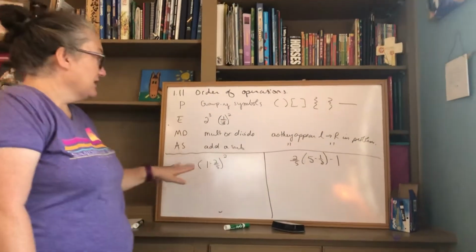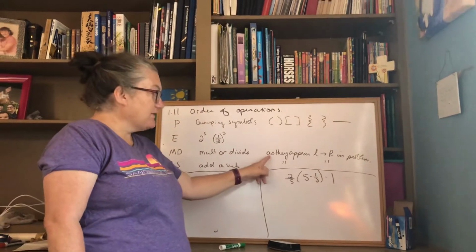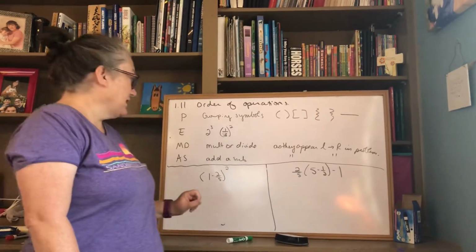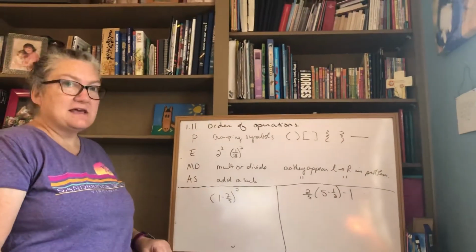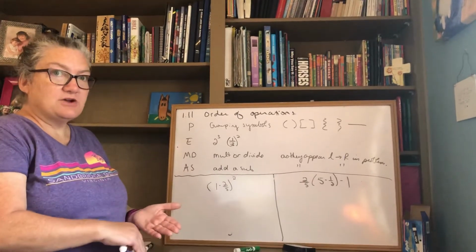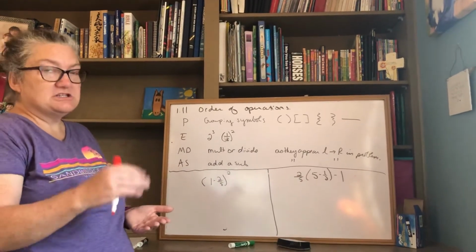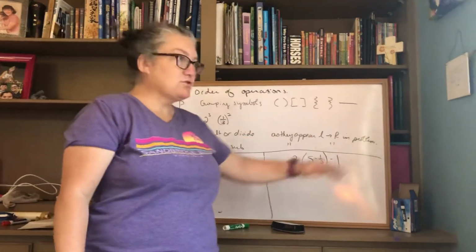Multiply or divide. We can divide or multiply. It's whatever they appear as we're working left to right in a problem. And then add or subtract. It is not all addition then all subtraction. It could be subtraction and then addition. It depends on how they appear left to right in the problem.